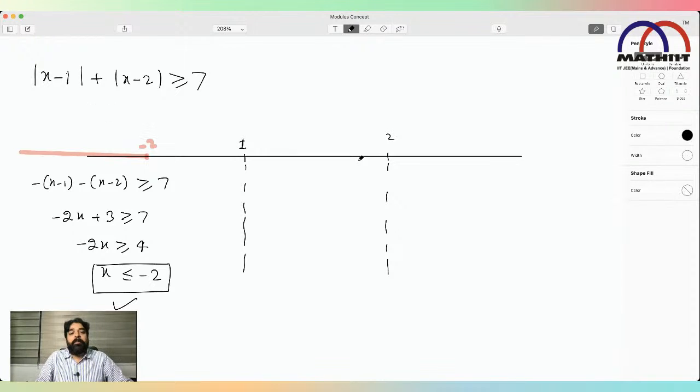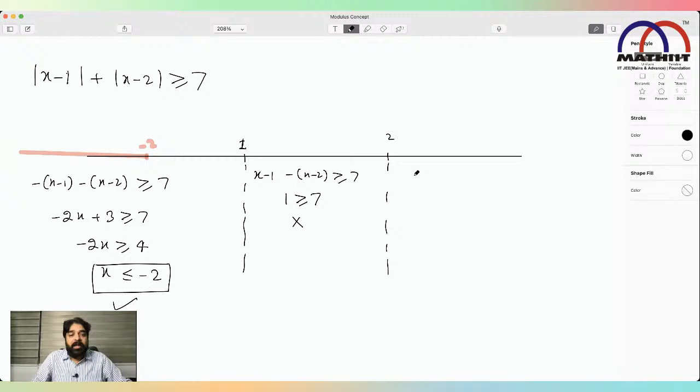Now, when we go between 1 and 2, what will happen? After 1, this quantity will be positive. So mod of x minus 1 will become x minus 1. And this quantity will still be negative because this is before 2. So minus of x minus 2 greater than or equal to 7. So x will get cancelled. Minus 1 plus 2 is 1. 1 greater than or equal to 7, which is not at all possible. So in this area, no solution.